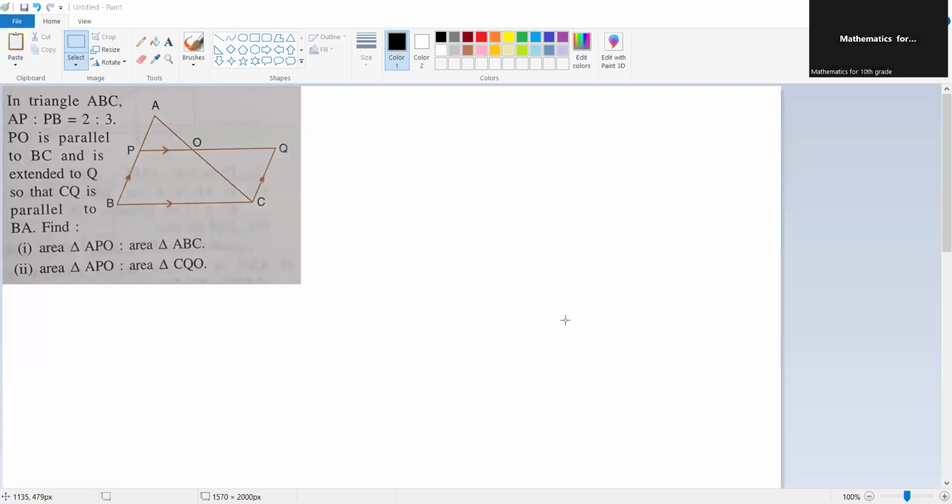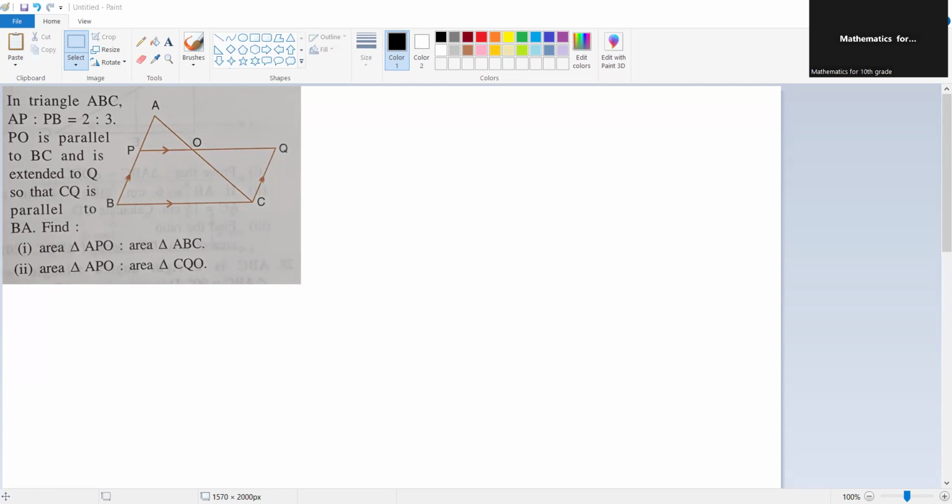This is a sum on similarity. In triangle ABC, AP is to PB is 2 is to 3. PO is parallel to BC and is extended to Q so that CQ is parallel to BA. Find the ratio of area of triangle APO to area of triangle ABC and also the ratio of area of triangle APO to area of triangle CQO.